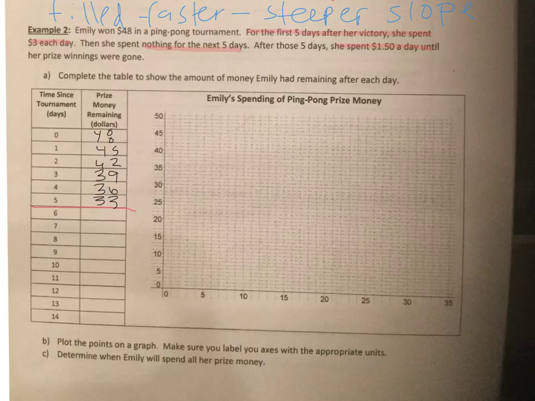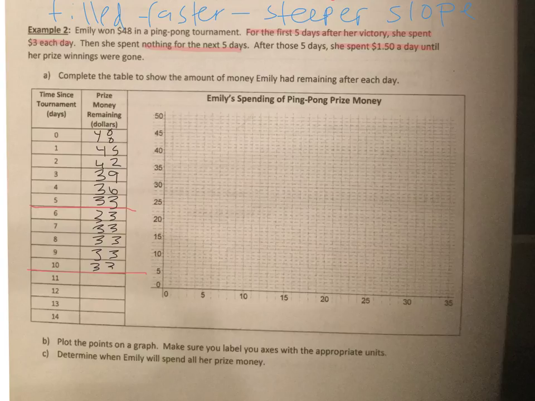Okay, back at the top it says, then she spent nothing for the next 5 days. So day 6, 7, 8, 9, and 10, she spent nothing. So I'm drawing a line to separate that section. Okay, if she spent nothing, that means that she should still have $33. So day 6, 7, 8, 9, and 10 should still all say $33.